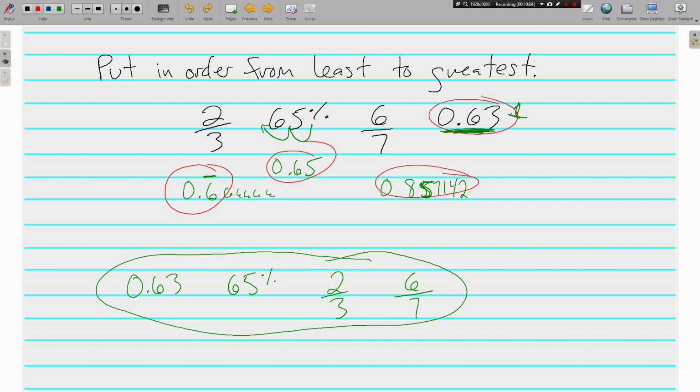Alright, that's our intro into rational numbers. Write down any questions that you have. Make sure you have your calculators handy. We'll be using those a lot the next couple of days. And we'll see you soon.